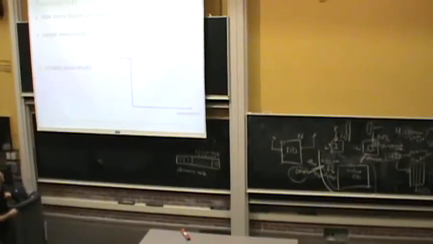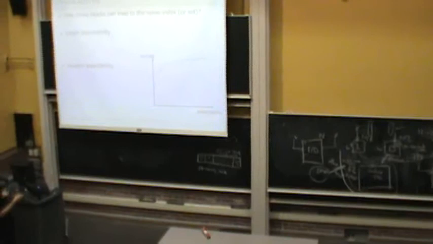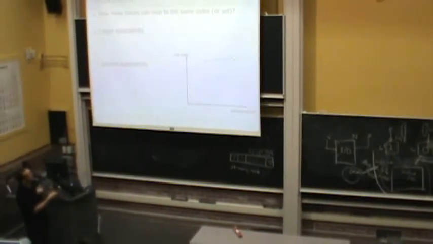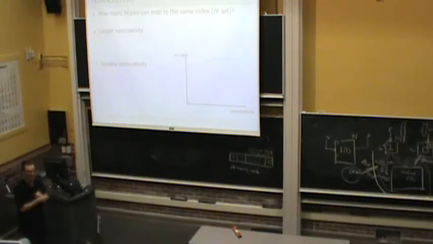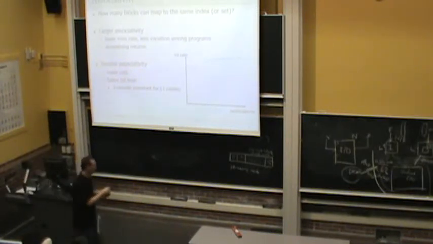Okay, associativity, I think we already covered this, but as you increase the associativity, your hit rate increases and then tapers off. And it tapers off very quickly, actually. We talked about this, so I'm not going to go into this. Usually from 1 to 2 ways, you get a big jump in hit rate. But in some cases, you really need associativity.